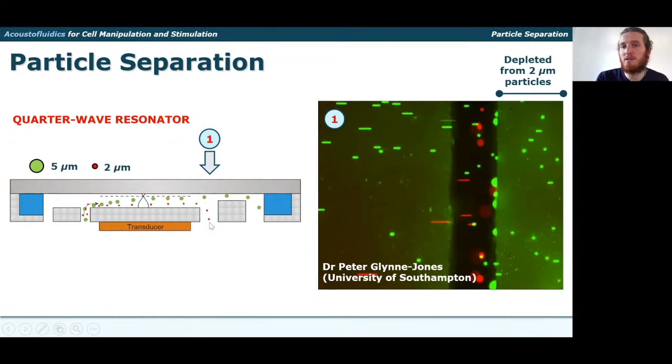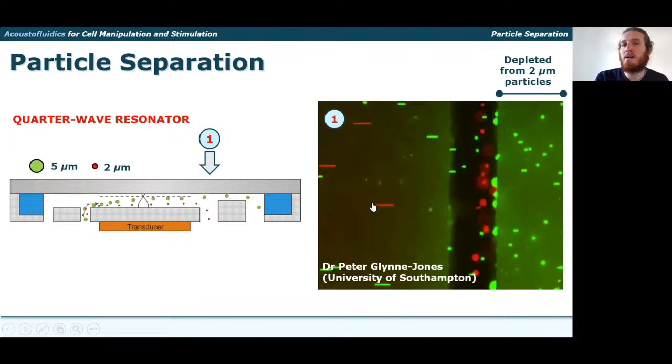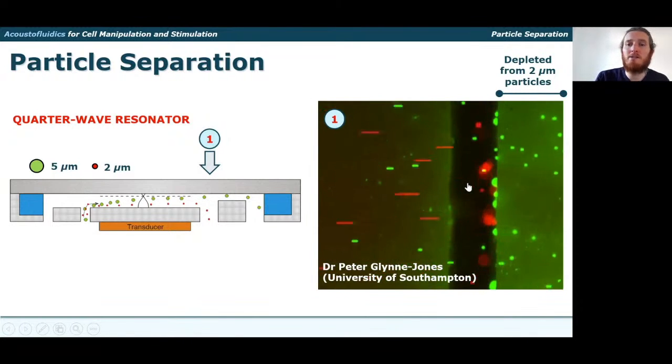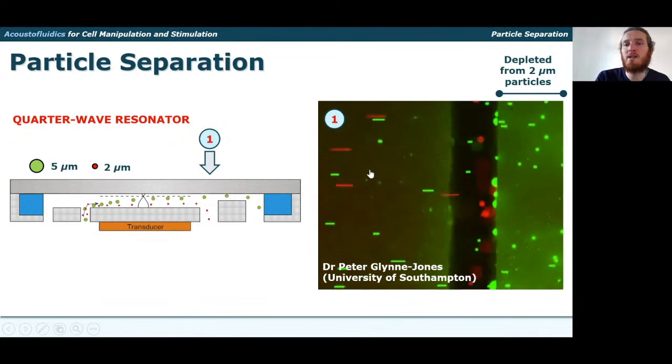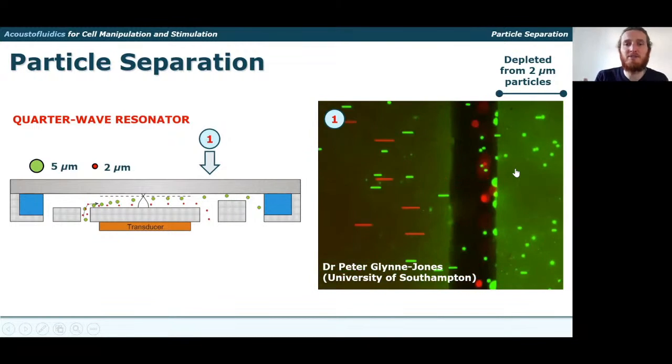The smaller particles will be subject to a lower magnitude of radiation force, so they will continue flowing towards the first outlet. If we use an optical fluorescent microscope and look down into the device, into this first outlet, you can see that the smaller particles in red are driven into the first outlet very effectively, while the larger particles carry on moving above the outlet towards the second outlet, for effective separation between the two.